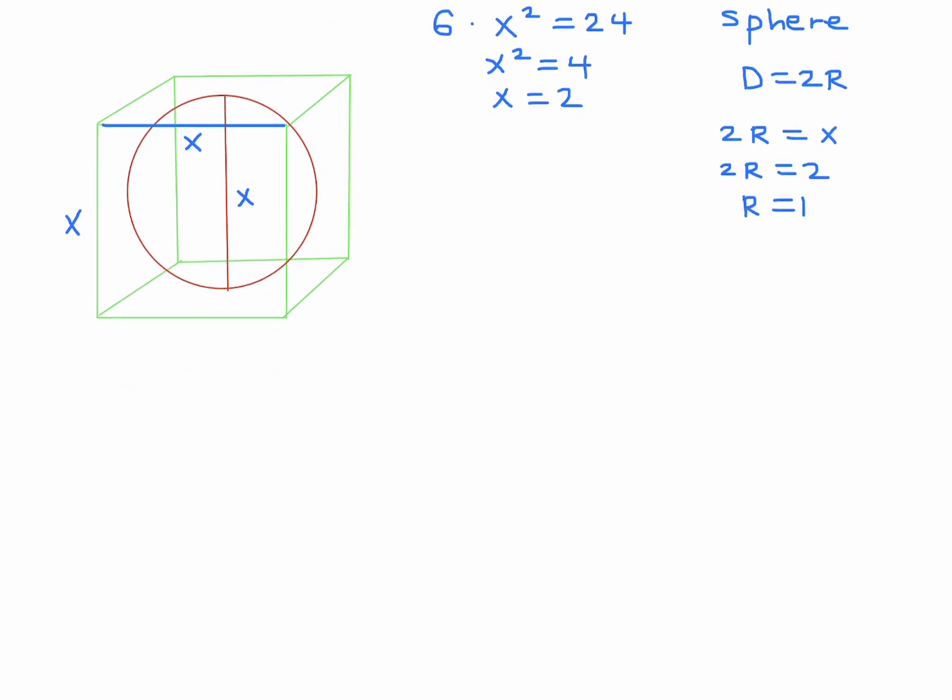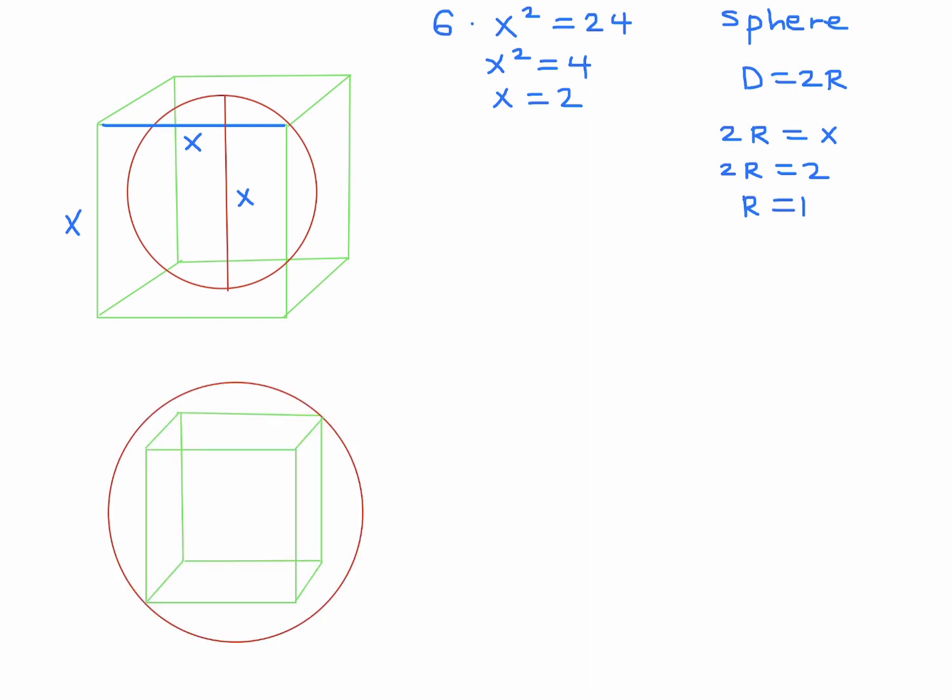Now the second step is to understand that inside this sphere is another cube. So something like that. You've got this cube now inside of the sphere. And then we have to figure out the surface area of this smaller cube. All right, let's think about this for a second.